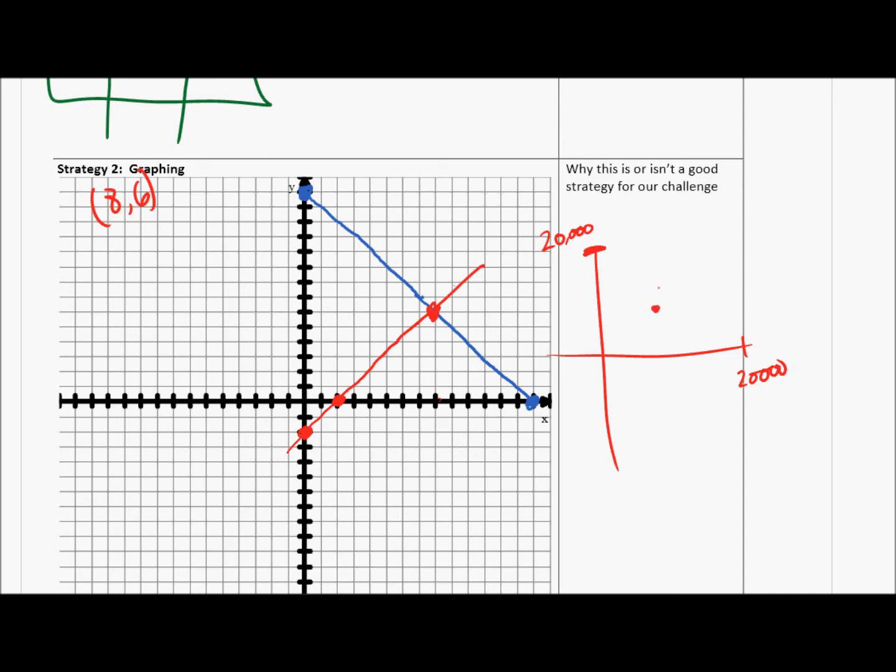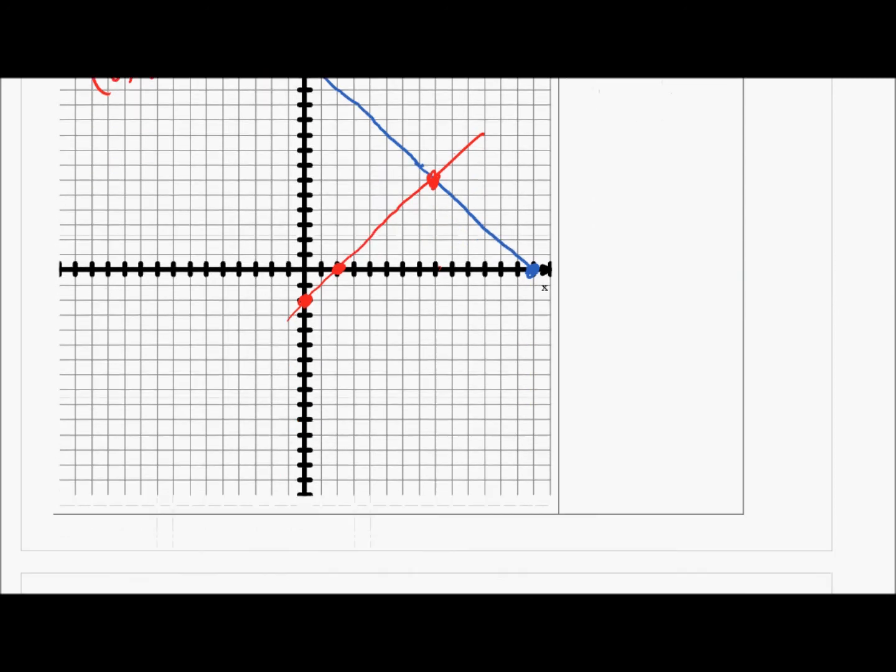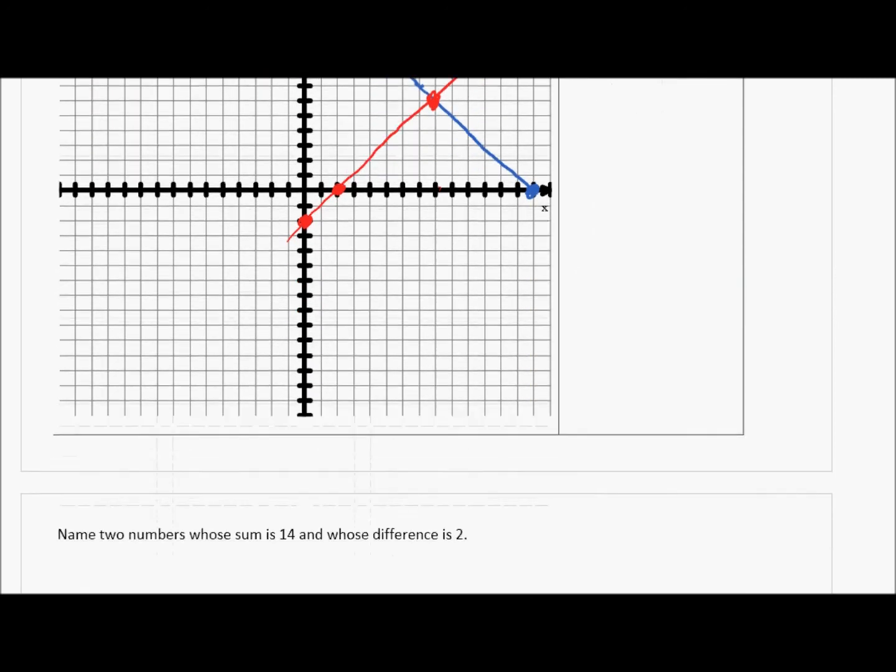It's not even going to be a whole number, so I don't see how we could possibly find them using a graph by hand. Now, if we had a computer graph it for us, and the computer could find the intersection, fine, or a calculator. But it's not going to work very well for our challenge problem.